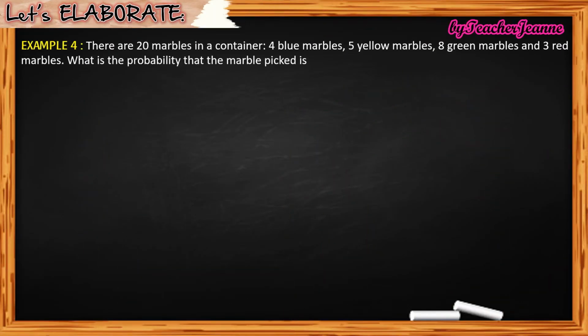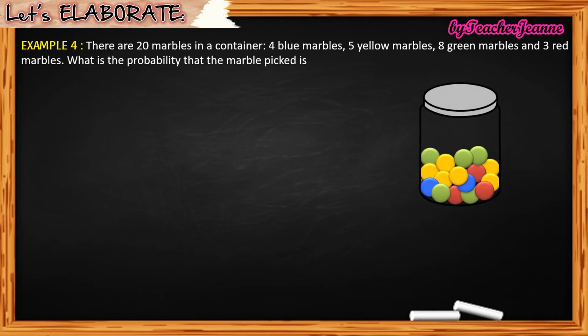For example number 4, there are 20 marbles in a container: 4 blue marbles, 5 yellow marbles, 8 green marbles, and 3 red marbles. What is the probability that a marble picked is yellow?